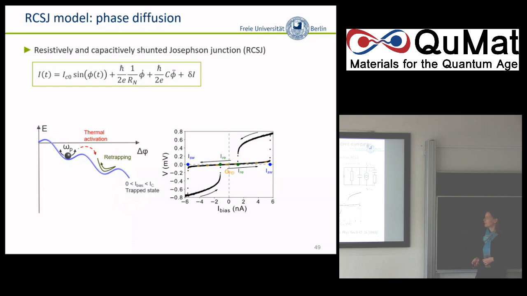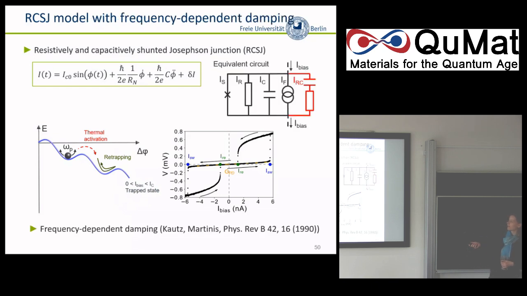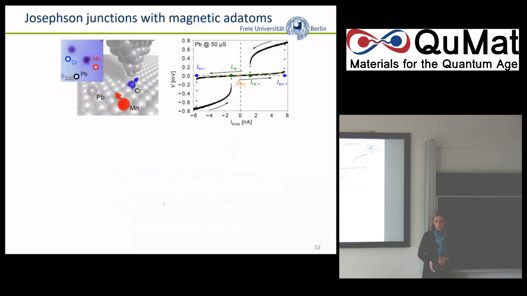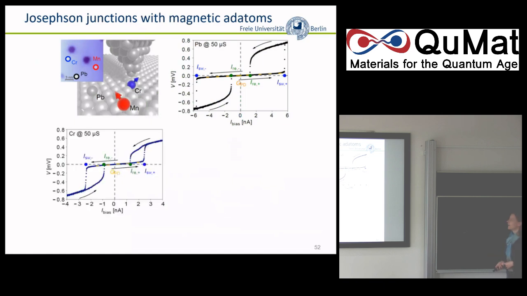And this has been known as frequency-dependent damping, that we can come back to. And so to be precise, according to Kautz and Martinez, we should add another branch here, which is this RC damping, to explain this. Okay, good. Let me jump over this slide and come back to that later. So this was anyway on a lead junction. Now we put chromium and manganese atoms.